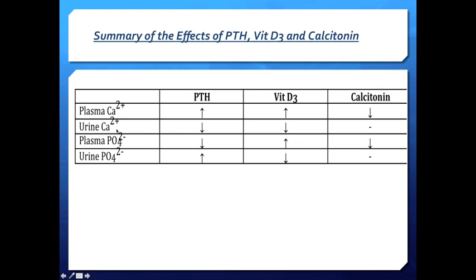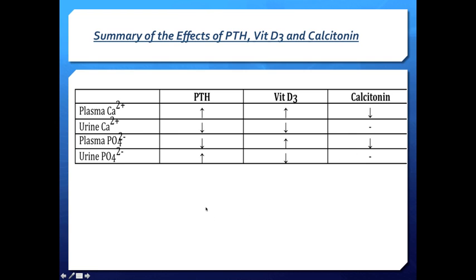When it comes to calcium excretion through urine and phosphate excretion, PTH does the opposite for calcium and phosphate. So PTH will decrease urine calcium while increasing urine phosphate. Vitamin D3 is going to do exactly the same for urine calcium, or excretion of calcium through urine, but is going to do the opposite for urine phosphate. Calcitonin has no effect on the kidney.